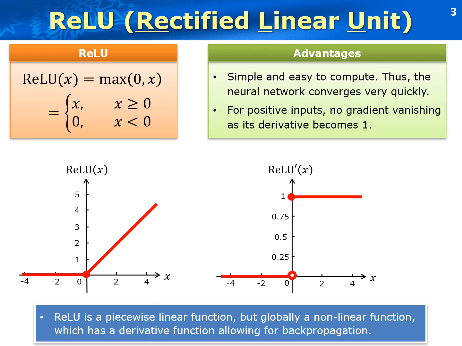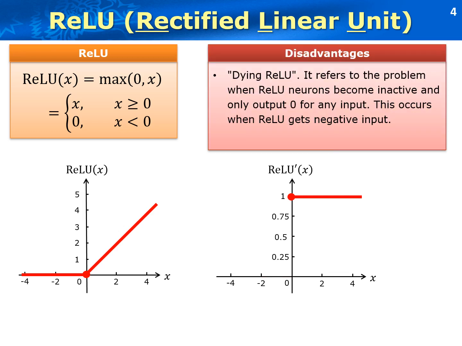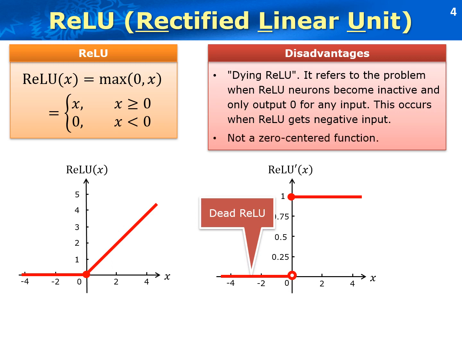The dead ReLU always outputs the same value for any input, so that it takes no role in discriminating between inputs. This is the main disadvantage of the ReLU function. In addition, ReLU is not a zero-centered function. Its output range is always non-negative. It is also worth noticing that ReLU is not differentiable at x equals 0.